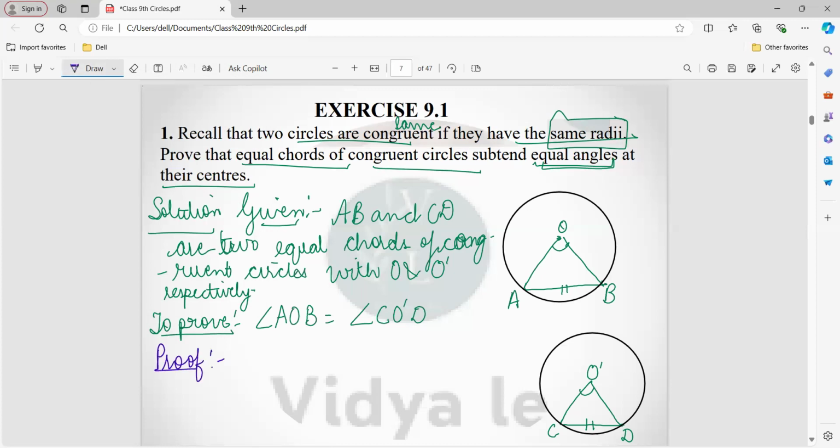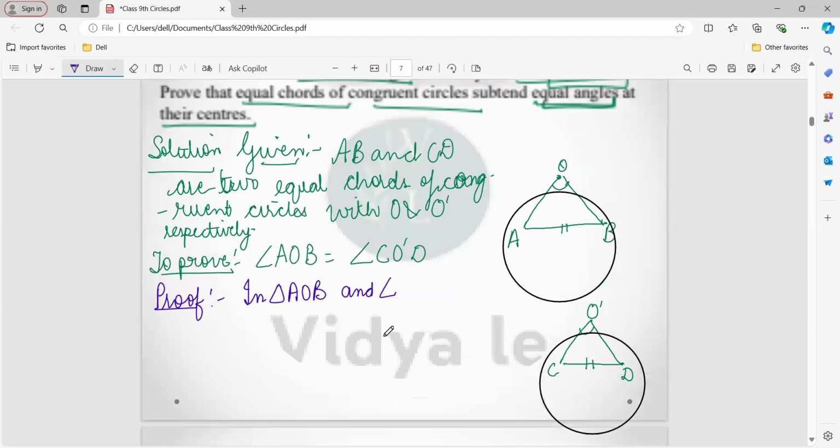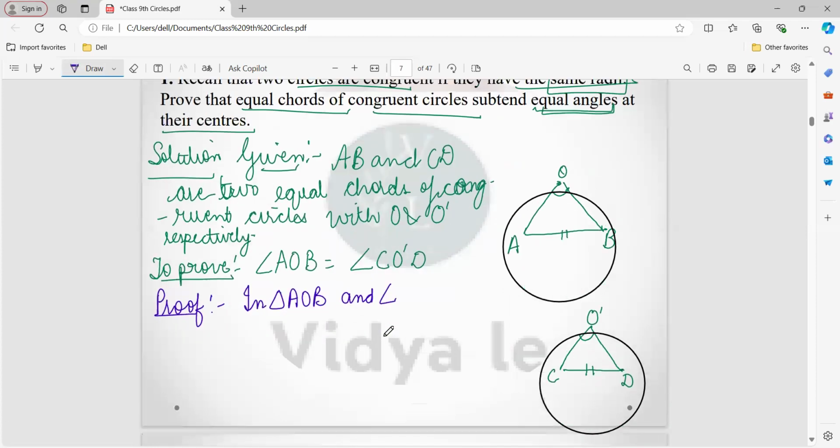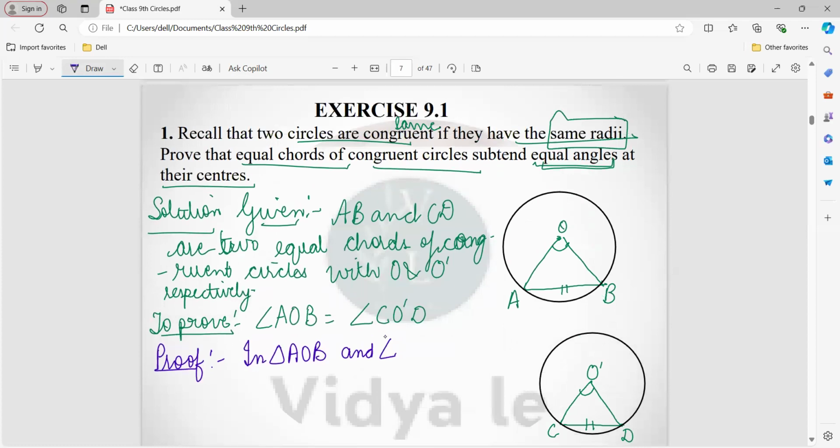Okay, so we'll take the two triangles: triangle AOB and triangle CO dash D. Now in both triangles, AO is equal to CO dash because they are the radii of congruent circles, that is, both have the same radius, O dash C. Radii of congruent circles.